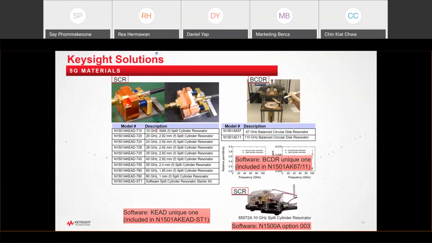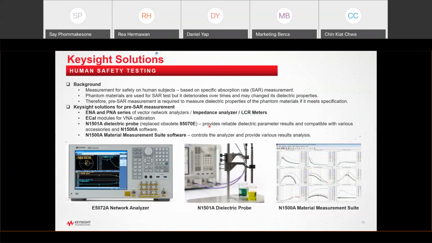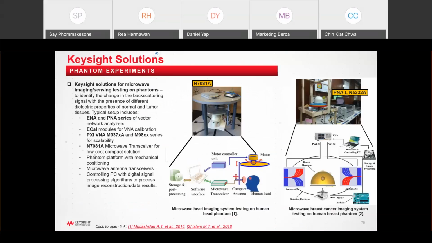Okay, so some of the solutions that we have. We already talked about 5G using the resonant cavity method, so I won't say too much there. For human safety and testing, I think the probe is probably the best tool available, especially for measuring liquid. Using a smaller, slim probe may be better because it doesn't require that much sample. And then for phantom experiments, another solution that we have uses a really fast network analyzer and measurement over time.